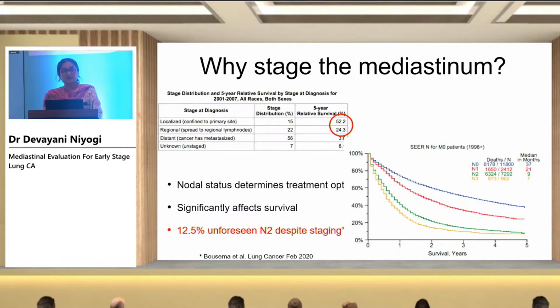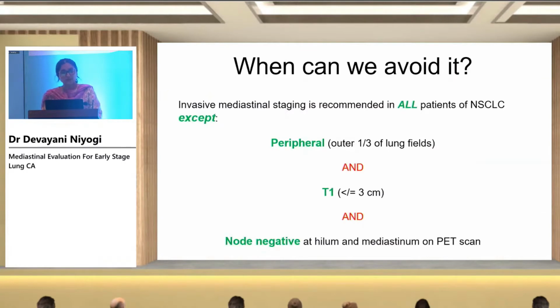The green line, where survival drops pretty precipitously, is the N2 nodal status involvement. Are there any patients where that much staging with PET CT and MRI is enough? Can we avoid mediastinal staging?